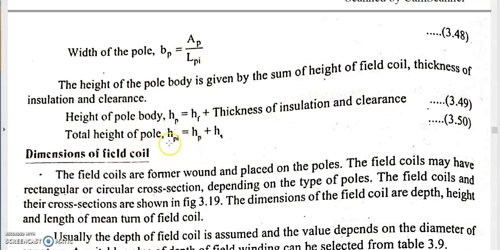So already we have discussed in the magnetic circuit design, this HPL is the height of the pole. So that includes pole body plus pole shoe height. Okay, pole body is the rectangular section, and height of the pole shoe we will be taking at the center because it is an arc like structure. So at the center we will be considering the height of the pole shoe. So height of the entire pole is height of the pole body plus height of the shoe, and height of the pole body is height of the field winding plus thickness of insulation.